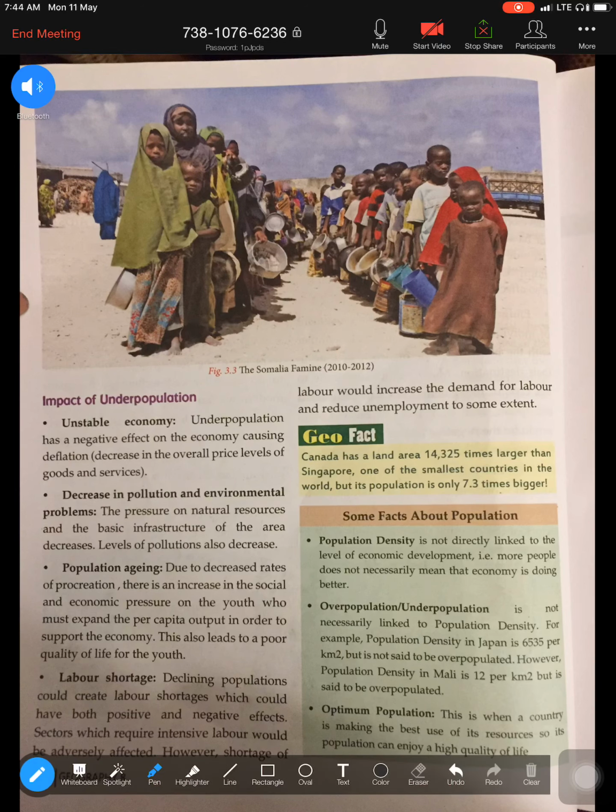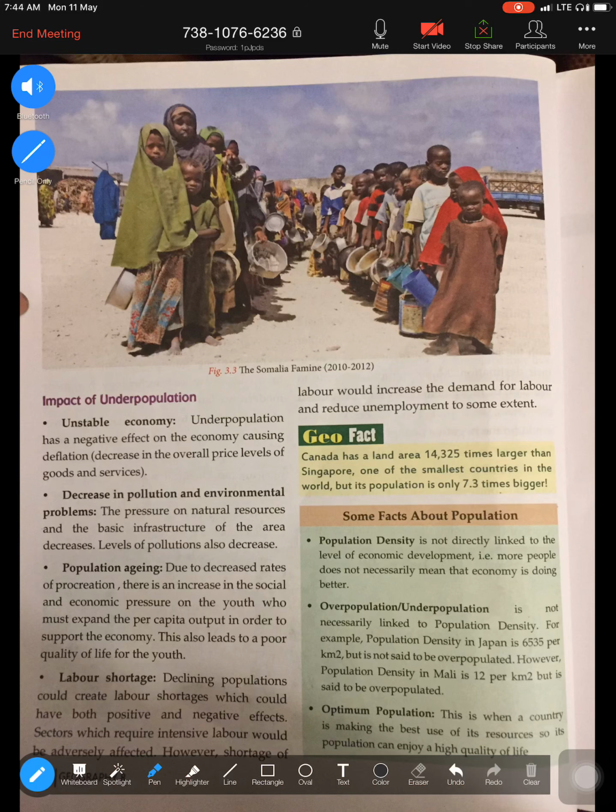The first impact of underpopulation is an unstable economy. The economy suffers to a great extent because there are fewer people to work and fewer people to produce. So how does it affect? Please underline: underpopulation has a negative effect on the economy, causing deflation because we're not producing goods and services. So there is an overall decrease in the price of goods and services. There's no competition, no production, and this can lead to a phenomenon called deflation, leading to an unstable economy.